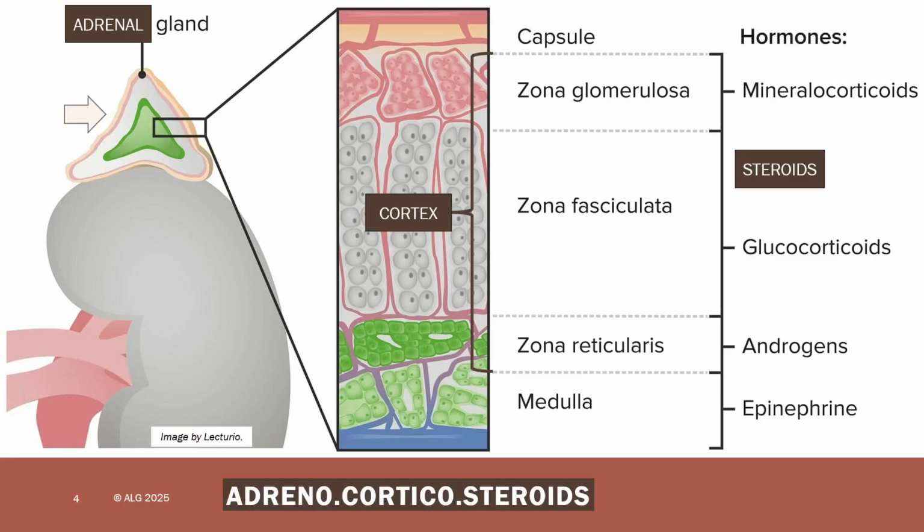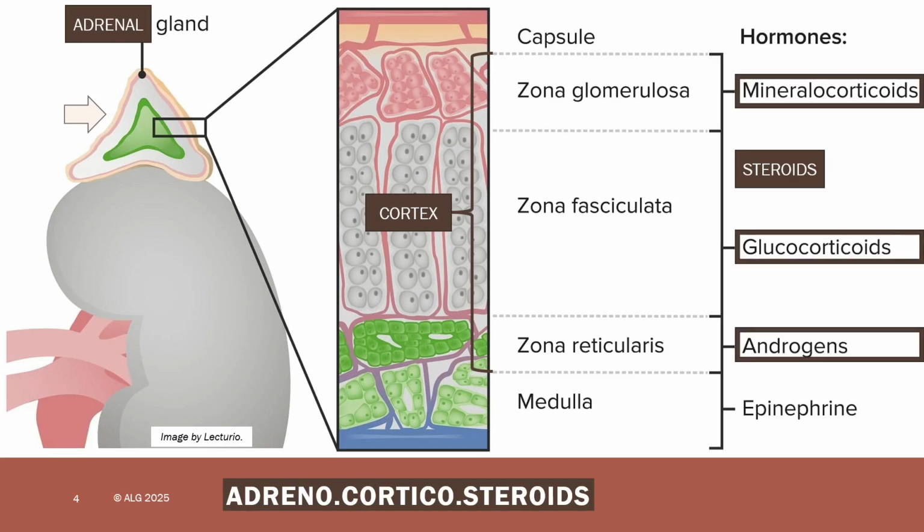This is the adrenal gland. We have two of these, one on top of each kidney. The adrenal gland is made up of the outer cortex and the inner medulla. For this chapter, we'll be focusing on the three steroid hormones produced by the adrenal cortex. These are mineralocorticoids, glucocorticoids, and androgens.